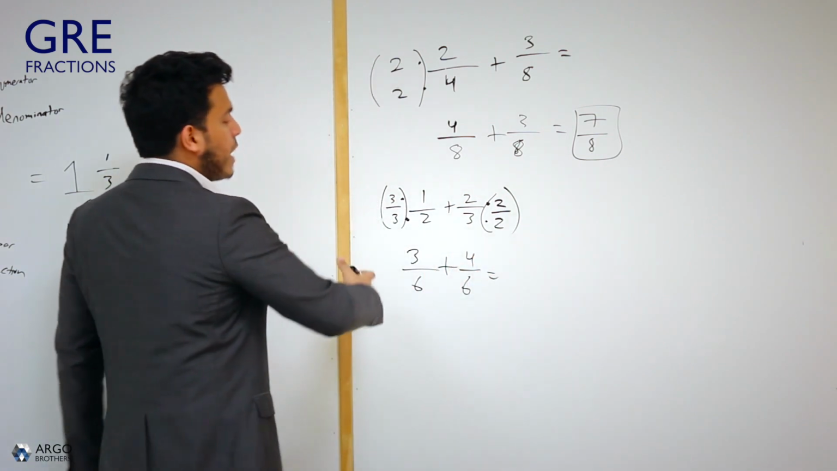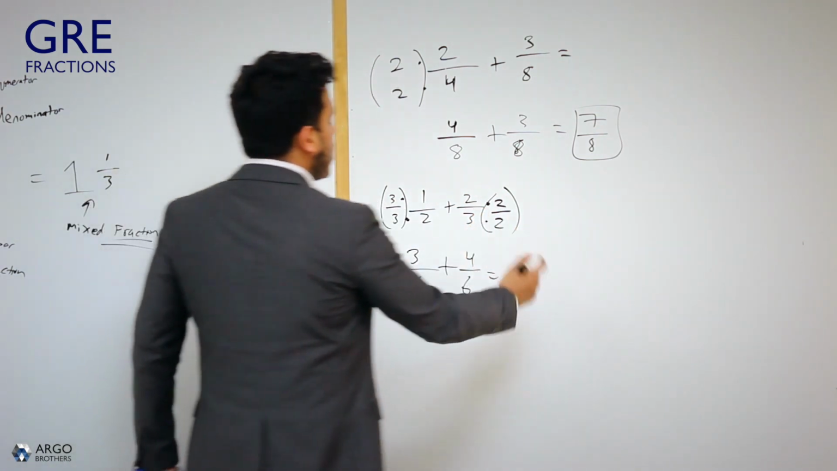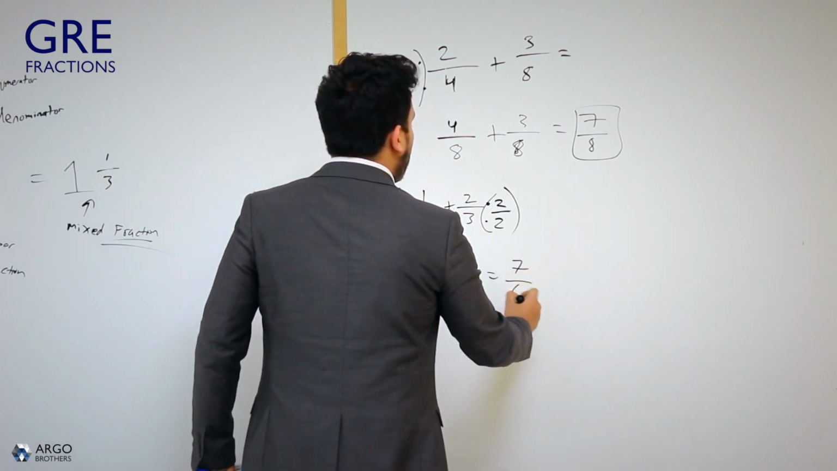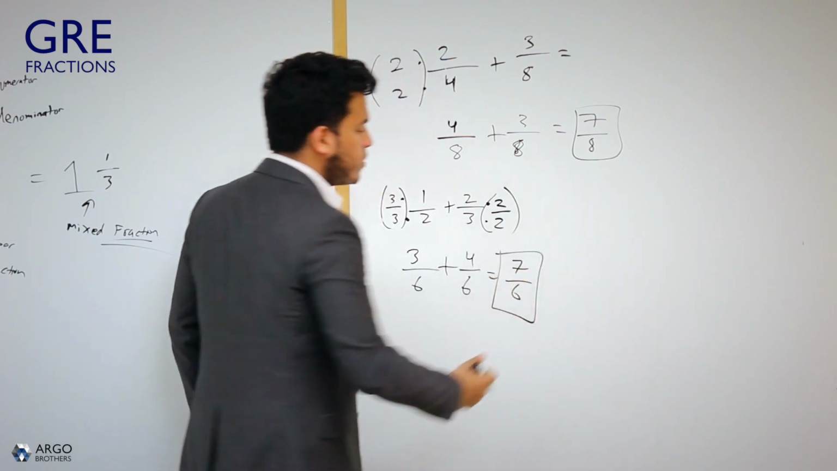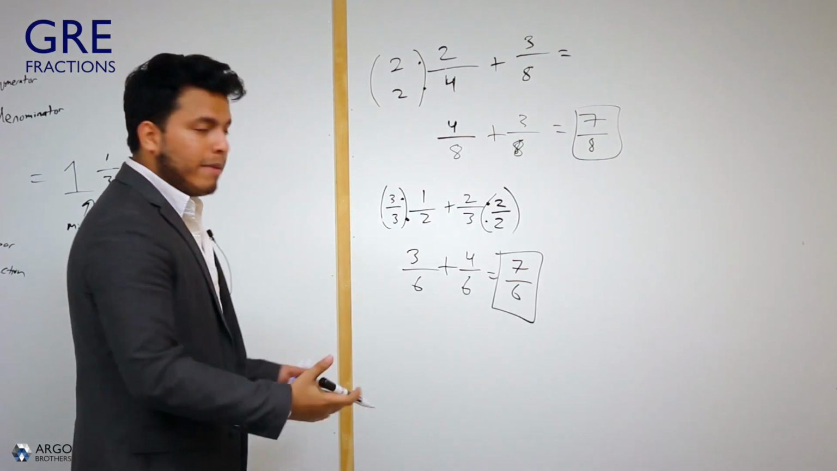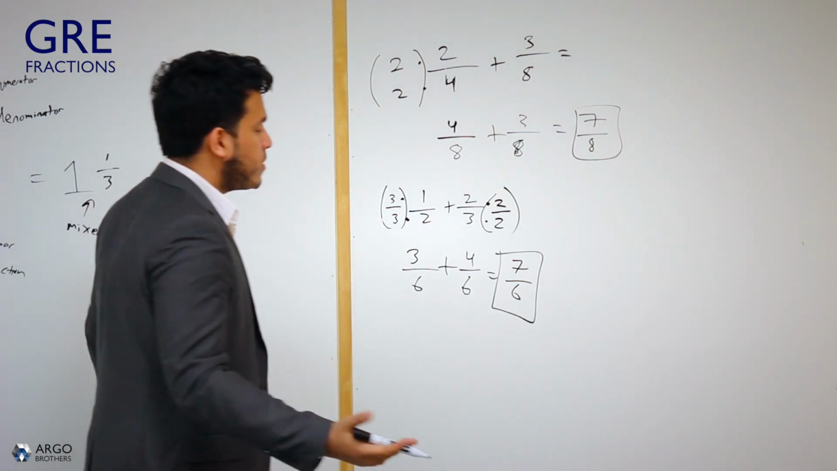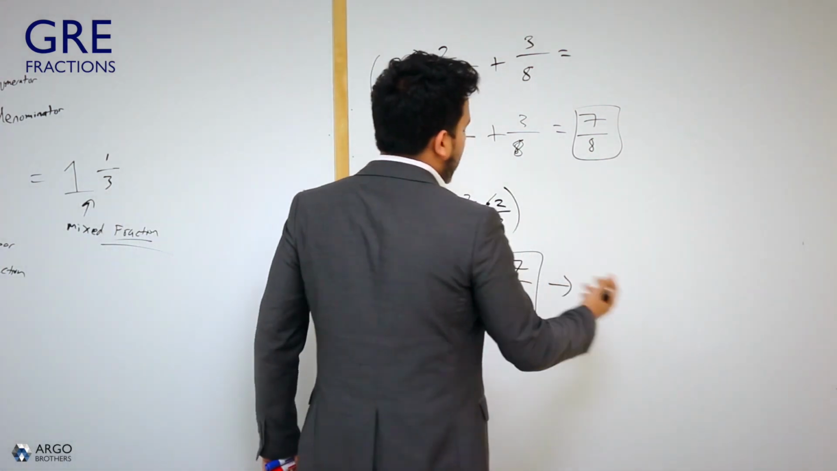Okay, fantastic. We can now just go ahead and add the numerators straight across. 4 plus 3 is 7. 7 over 6. Well, 7 over 6 is actually an improper fraction. Maybe you could leave it like that. Maybe you want it in a mixed fraction. How do you do that?